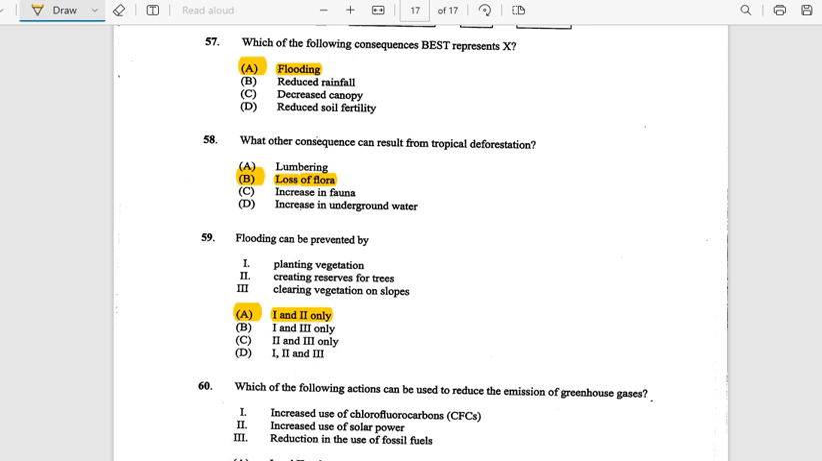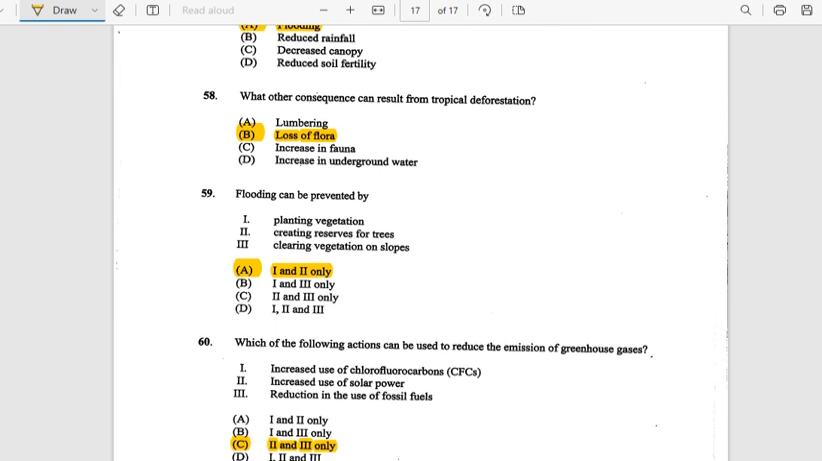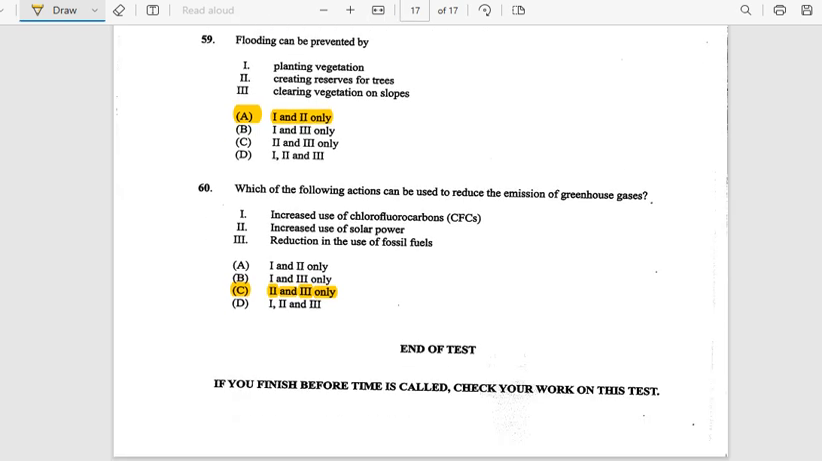Number 58. What other consequence can result from tropical deforestation? And it would have to do with the loss of flora. Number 59. Flooding can be prevented by planting vegetation and then creating reserves for trees. Number 60, the last and final, guys, we're getting there.